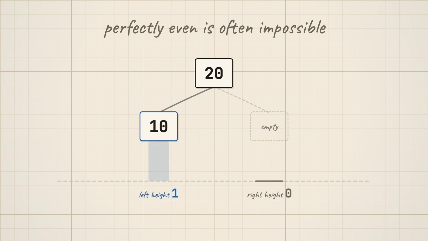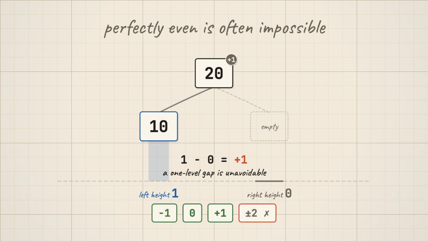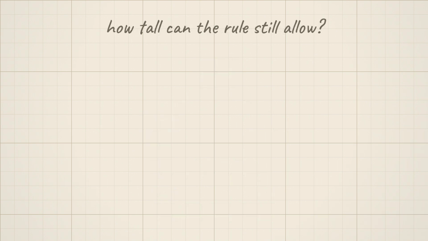A difference of one level is unavoidable. So we allow one side to be taller by one level, but never by two. But could a tree obey this local rule and still become extremely tall? Let us try to construct the tallest tree possible using as few keys as possible.